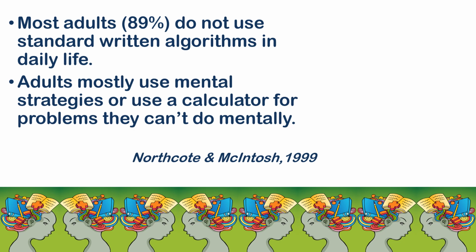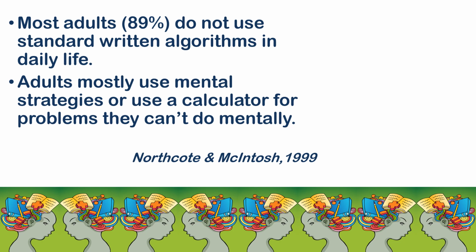So, Northcote and Alistair McIntosh out of WA, a long time ago, did research that said that most adults, up to 89% of adults, do not use standard written algorithms in daily life. They mostly use mental strategies, or, as you can appreciate back in 1999, a calculator was used for problems that people couldn't do mentally. Adults had a lot of trouble shifting from purely mental strategies to accepting the use of a calculator to help compute in those cases. And now we hardly even see a calculator other than on our phone. We've got other processes to do that.